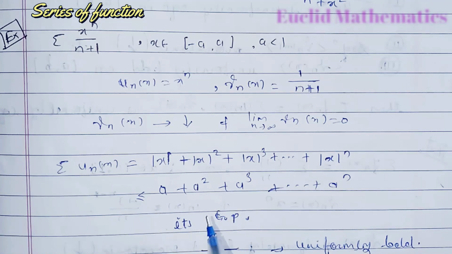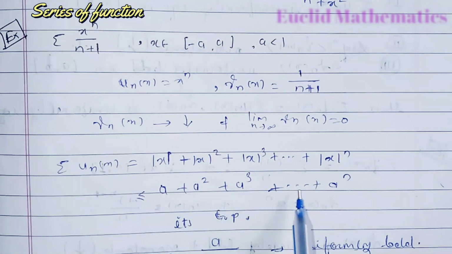You have all learned geometric series already. We know how to find the sum of a geometric series. We want to get some fixed value when we apply n tends to infinity to our series of functions. So we can see that if we have a series like this, a plus a squared plus a cubed plus so on.